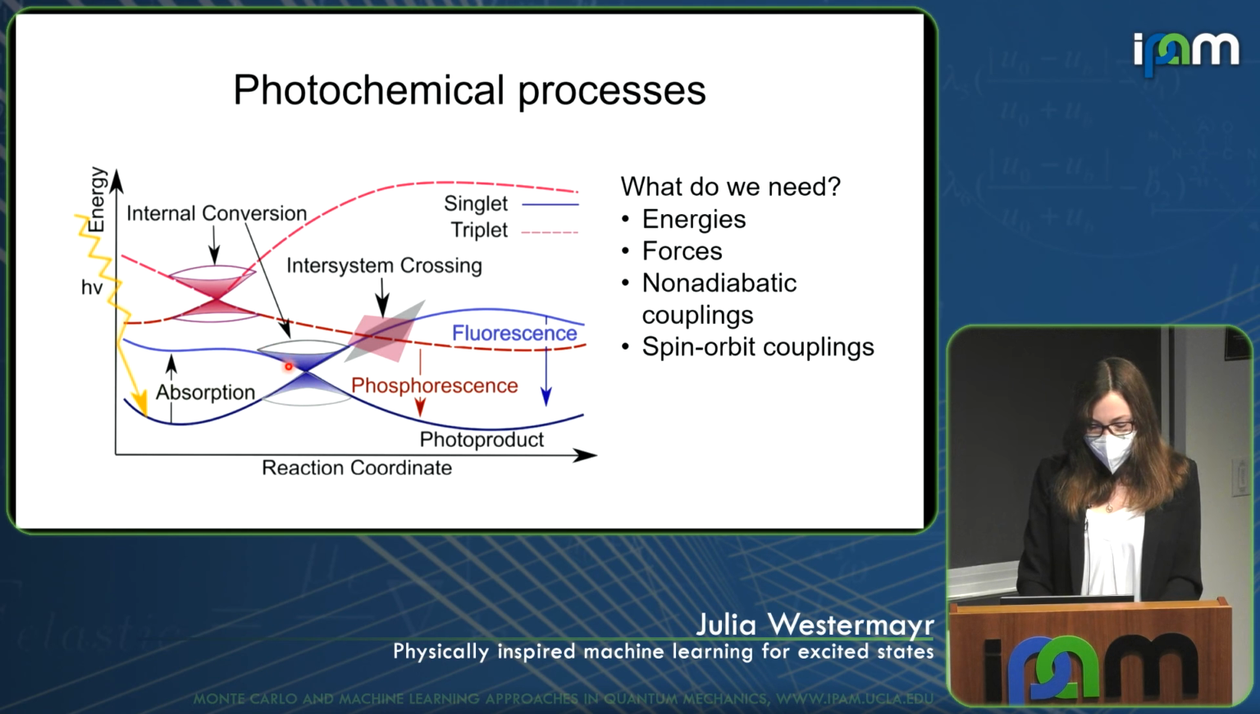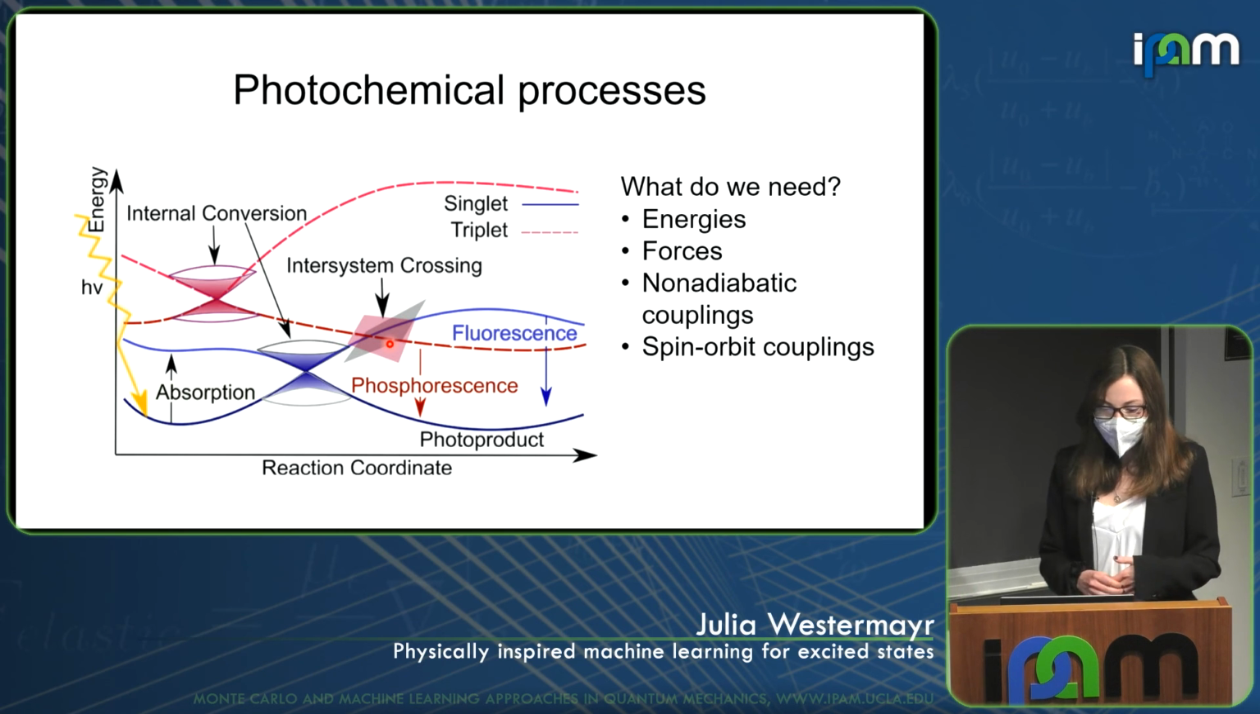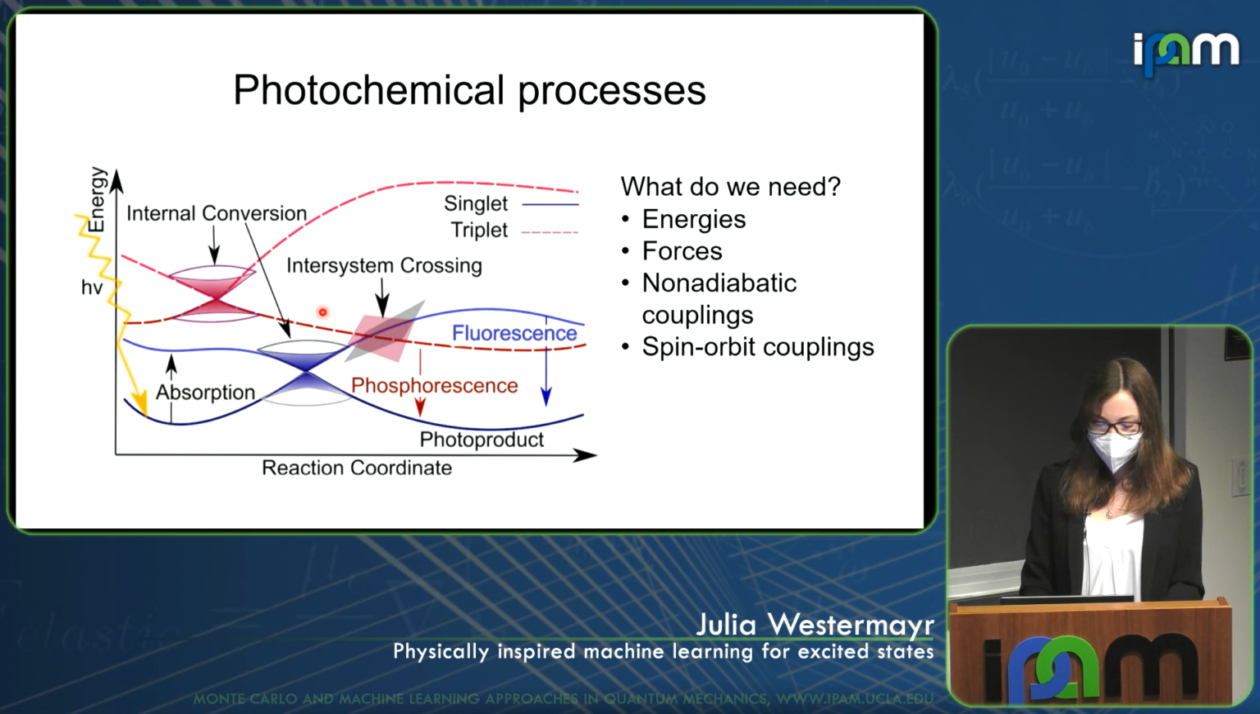Yes, so if you also want to include intersystem crossing and triplet states, then you can see here that this blue line and the red line, singlet and triplet states, are allowed to cross. So this is also called the adiabatic basis, where states of the same spin multiplicity are not allowed to cross, but states of different multiplicity are allowed to cross.